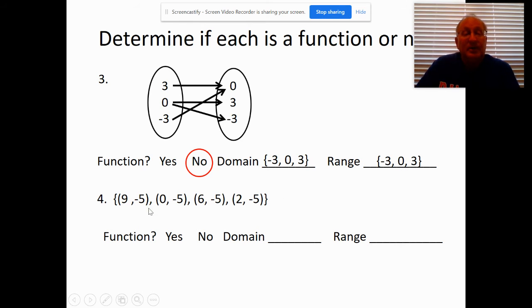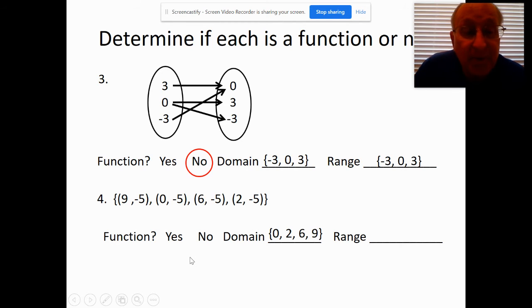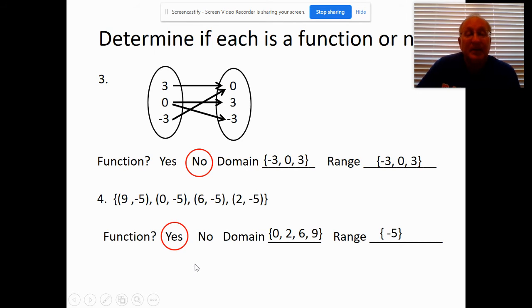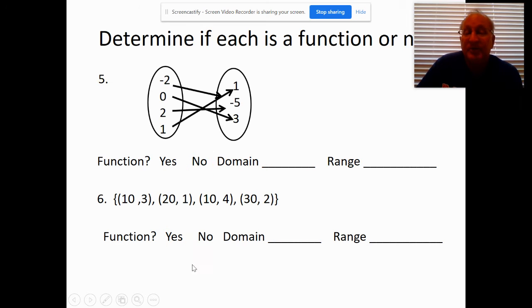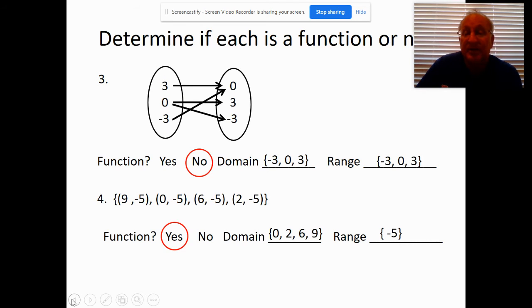So look at this next one. Is it a function? You see a 9, 0, 6, and 2. If I write them in order, 0, 2, 6, 9, notice none of the numbers repeated, so it is a function. And the range would simply be, oh, it's just -5. They all equal -5, but it's still a function. Doesn't matter as long as the x's don't repeat. The y's can, but the x's cannot in order to be a function. The independent variables were 0, 2, 6, 9, and the dependent one here was -5.